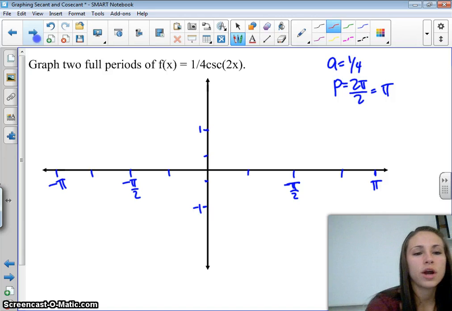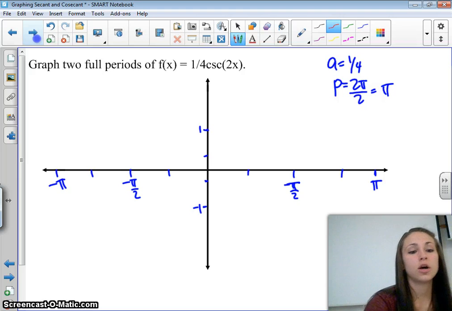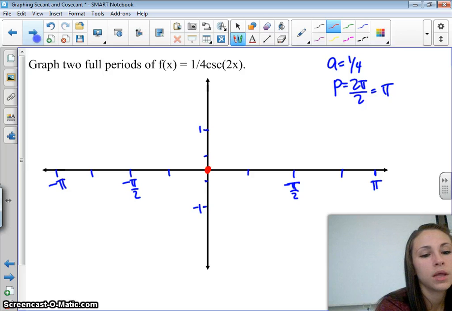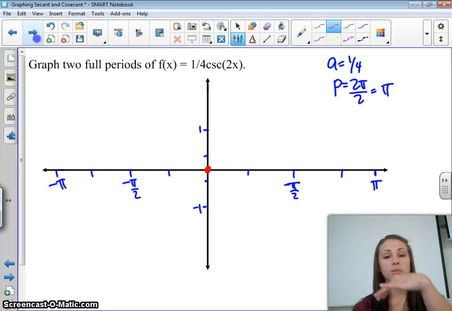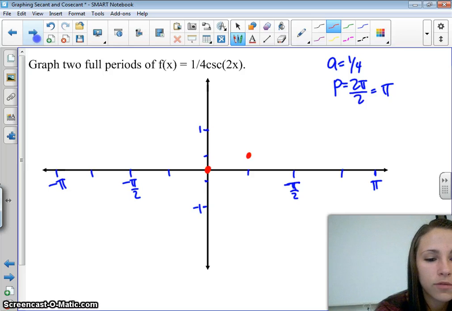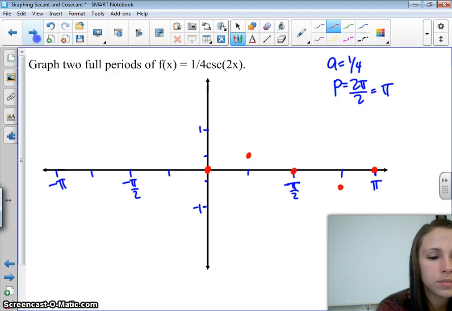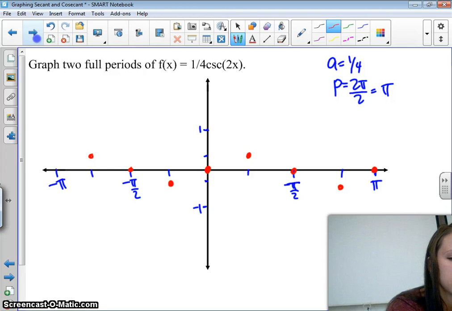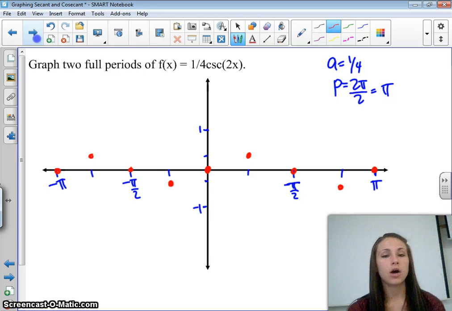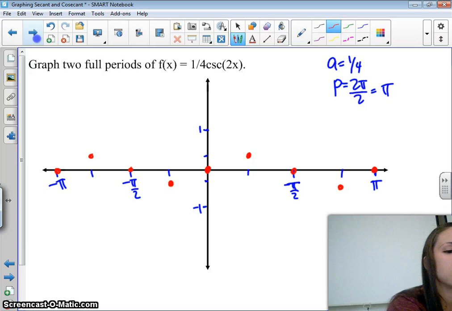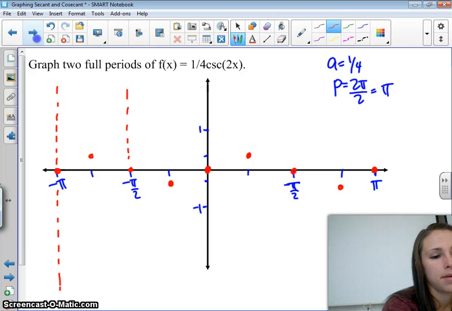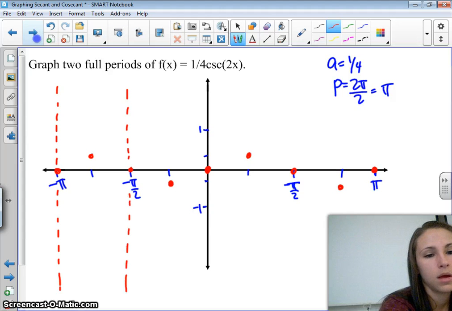Now, I'm going to graph this like I'm graphing sine. So sine always starts at the origin. And since this is positive, I'm going to go up to a max first, at 1/4, 0, down to a min, 0, min, 0, max, 0. So now, at all of the places where sine would cross the x-axis, I'm going to put asymptotes.